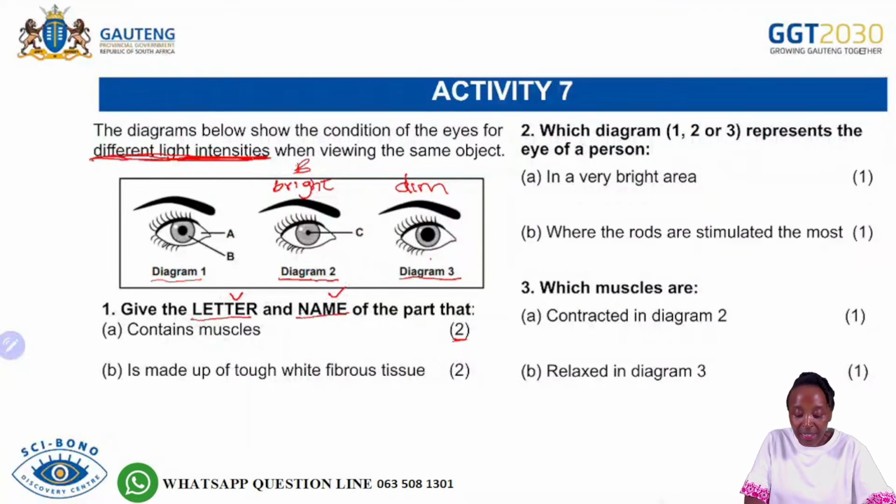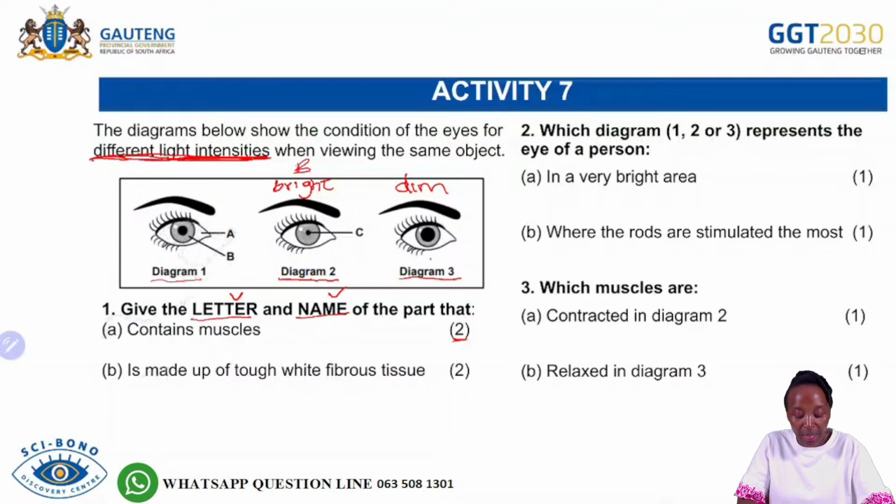So we give the letter and the name of the part that contains muscles. So which part contains muscles that is labeled here? If you look at B, B is pointing at the iris, and we know that the iris has the radial muscles and the circular muscles. So the answer for A should be B, iris.